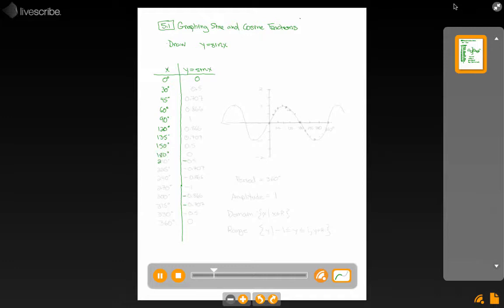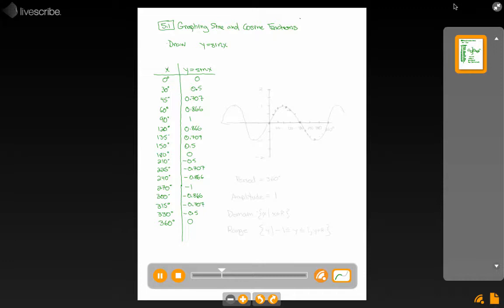Sine of 0 is 0, sine of 30 degrees is a half, which I'll just put down as 0.5 since I'll be putting it on a graph here. Sine of 45 degrees, sine of 60 degrees, sine of 90 degrees, etc. So we'll fill in this table. To save time, I filled in the table. These are numbers that your calculator will give you if you're in degree mode, or if you convert some numbers that you know off the unit circle.